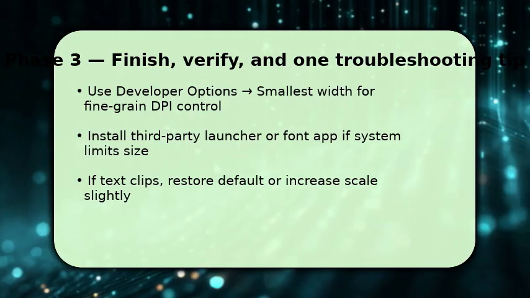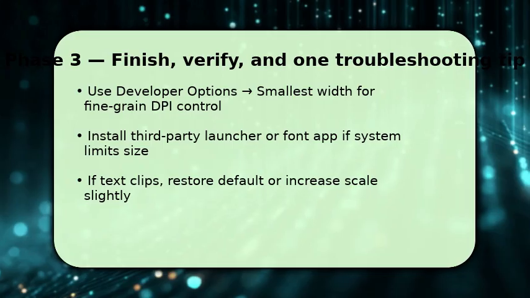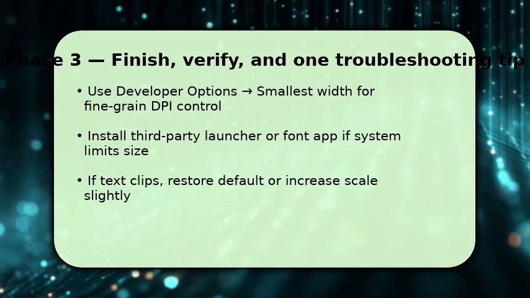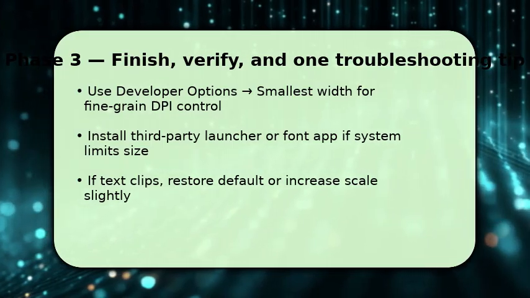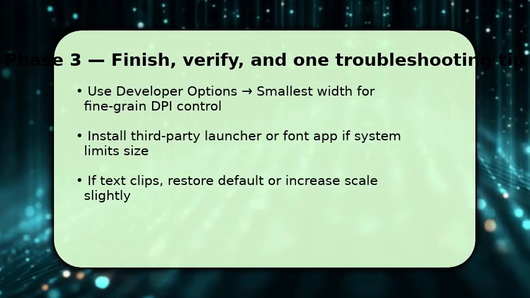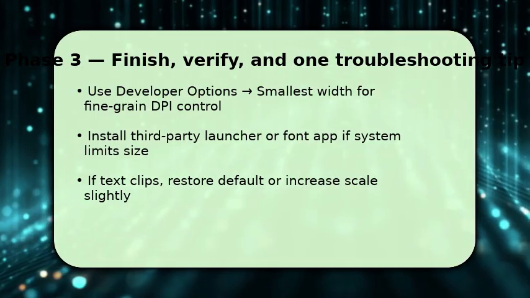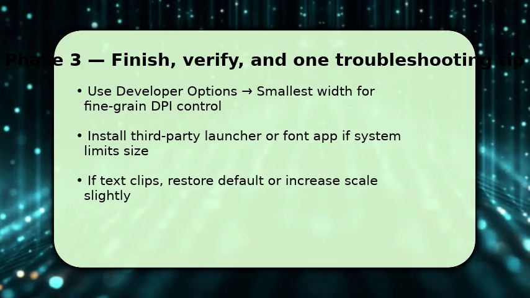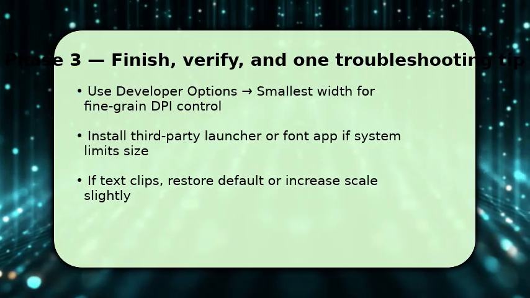If system options don't reach your target, install a trusted launcher or font manager to force smaller text, and then test. Once done, verify readability across apps. If text becomes cut off or overlaps, immediately revert to previous settings or raise the scale a notch. That single troubleshooting step usually fixes clipping.